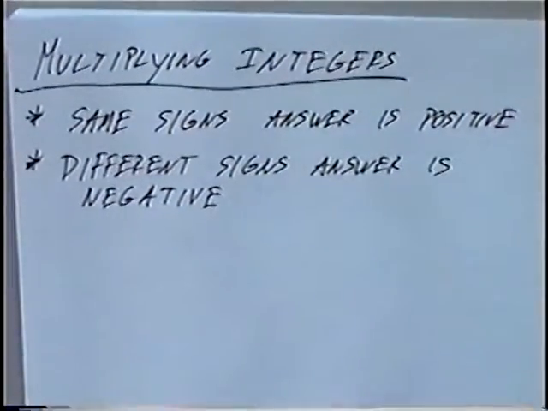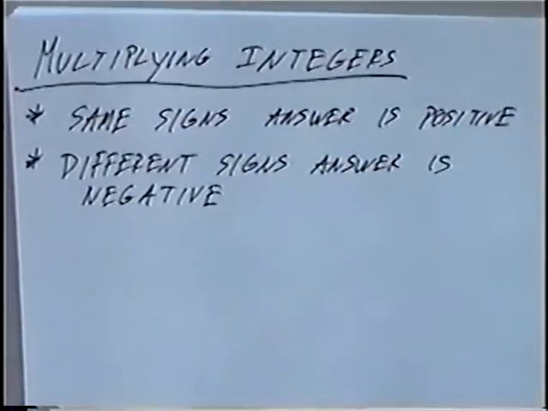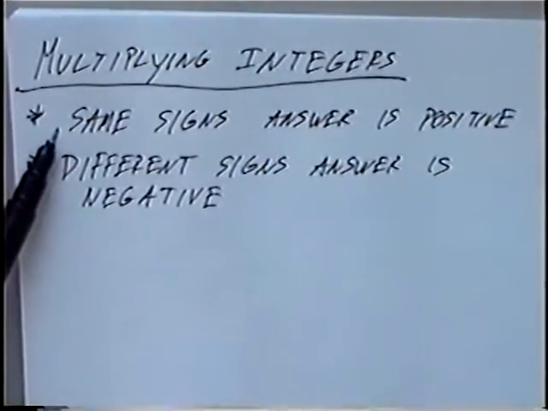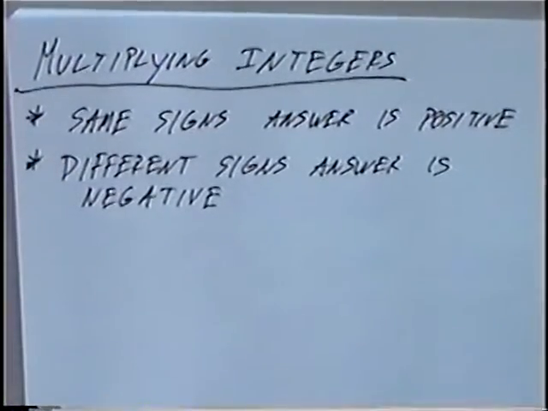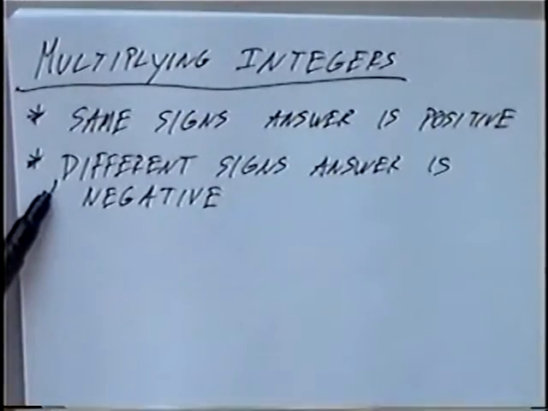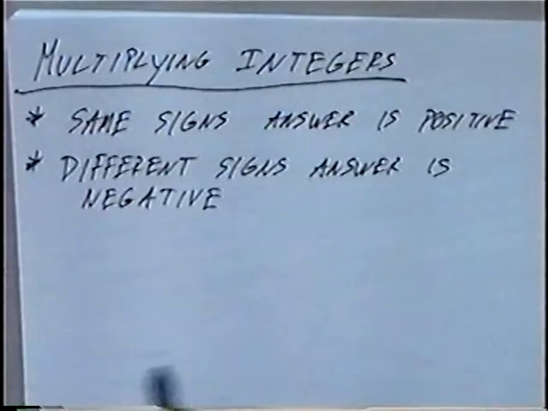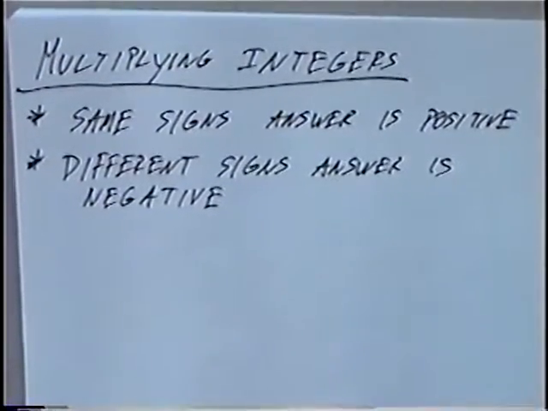What this means is when you multiply two integers or any two numbers, if they have the same sign, meaning they're both positive or they're both negative, when you multiply the answer will be positive. And vice versa, if you have different signs, meaning one number is positive and one number is negative, when you multiply the answer will be negative.